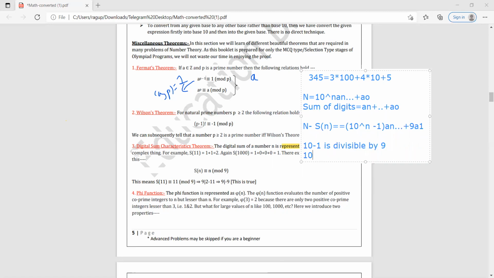It's very simple. We know from the property of congruence, 10 is congruent to 1 mod 9. So 10 raised to any number, let's say k, is 1 raised to k, and 1 raised to k is 1. So 1 mod 9. So this means that every bracket here is divisible by 9. So this means that n minus Sn is also divisible by 9. So we can write it in congruence terms as n is congruent to Sn mod 9.